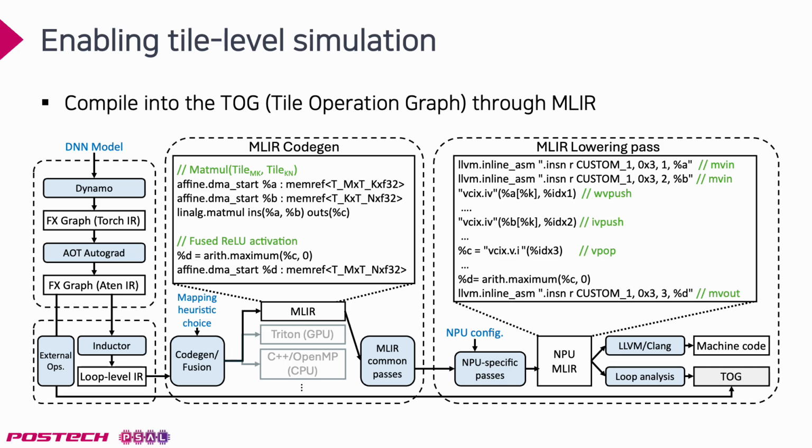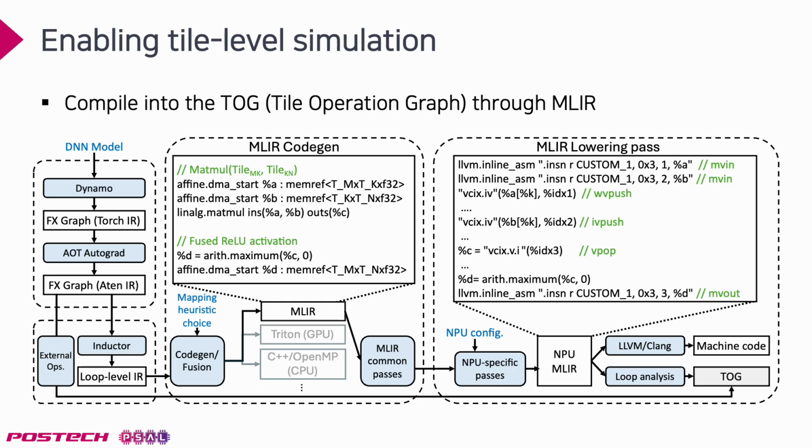And as I mentioned earlier, the TOG can be obtained during the compilation process, so I'm revisiting the compilation process. First, the AI model is turned into an FX graph, which is the computational graph. Then AutoGrad performs automatic differentiation to obtain the backward pass graph. And Inductor performs target-independent optimization and generates loop-level IR. Now this can go into different backends for NPU, GPU, or CPU.